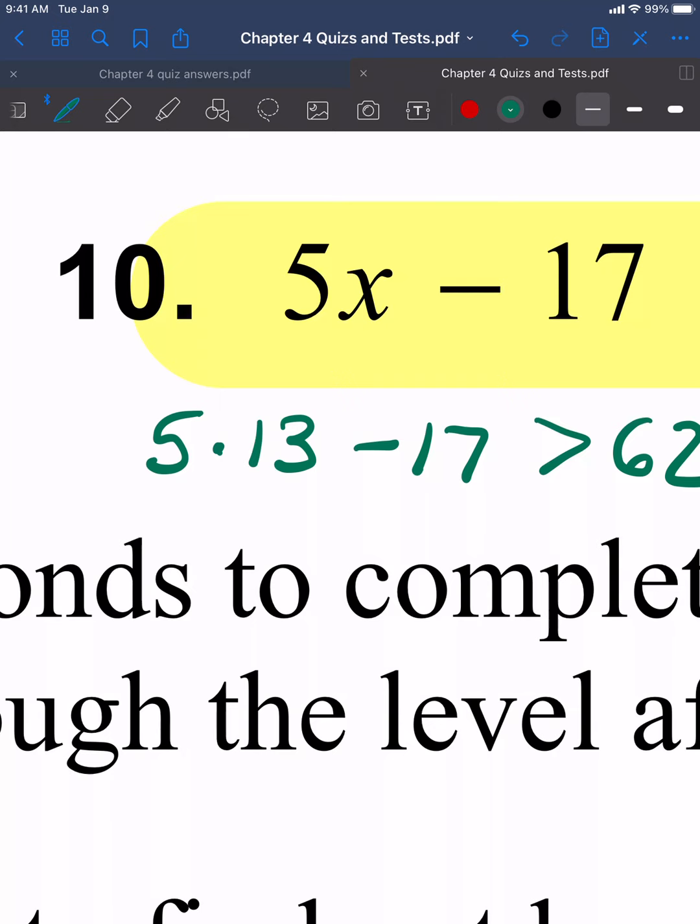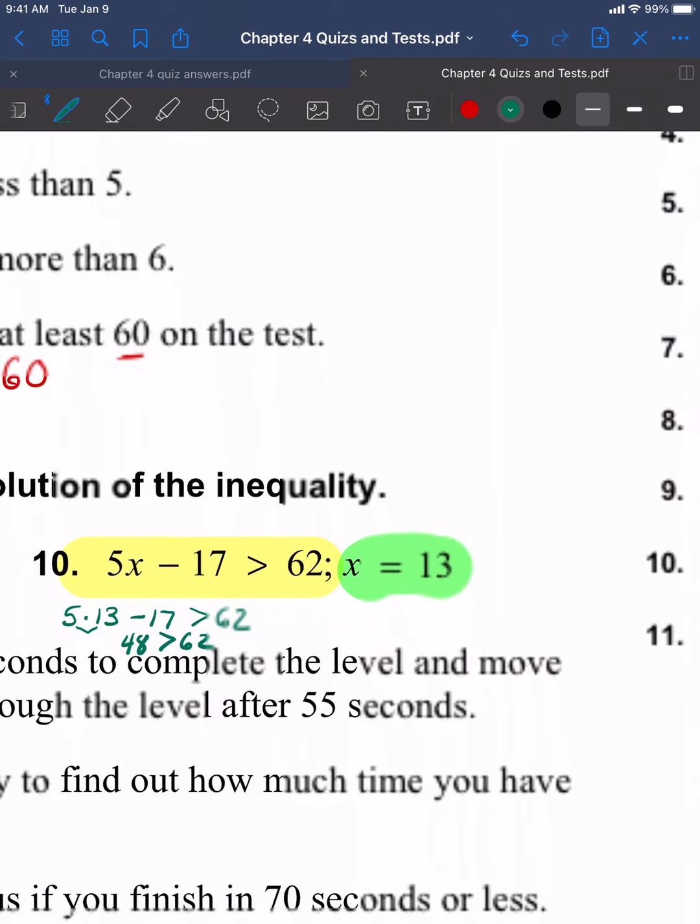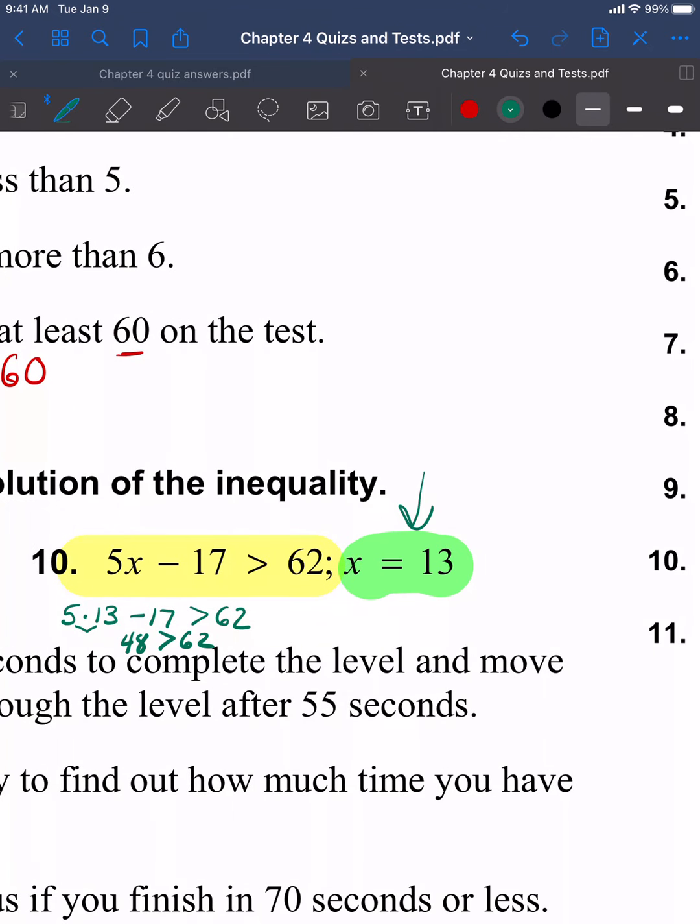So first I take 5 times 13, right? What did you get when you take 5 times 13? 65. Very good. What's 65 minus 17? 48. Is 48 greater than 62? No! So is that green section right here a solution? No. Your answer would be no.